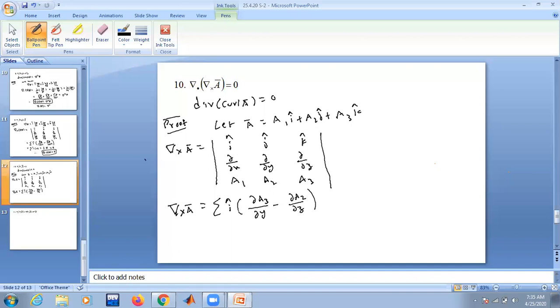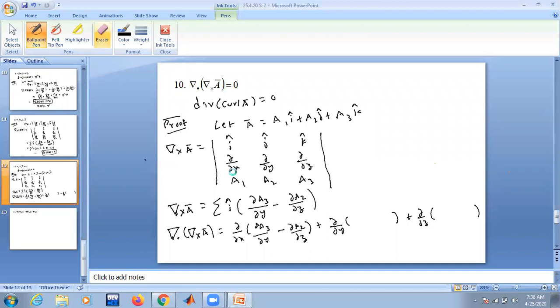Now to this, I want to apply divergence. What is the divergence of a vector? What is the formula? Dou by dou x of the first component, plus dou by dou y of the second component, plus dou by dou z of the third component. What is the first component of curl a bar? This one only, no? Dou a3 by dou y minus dou a2 by dou z.